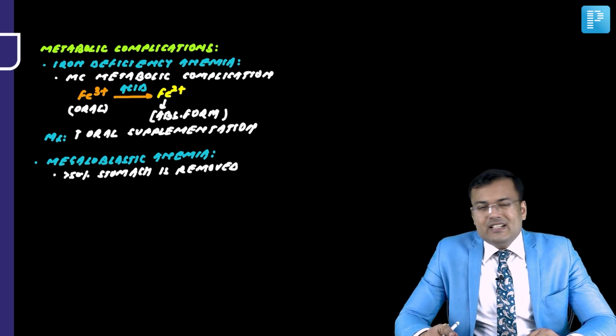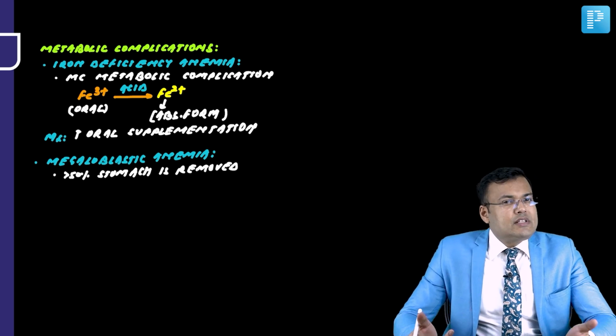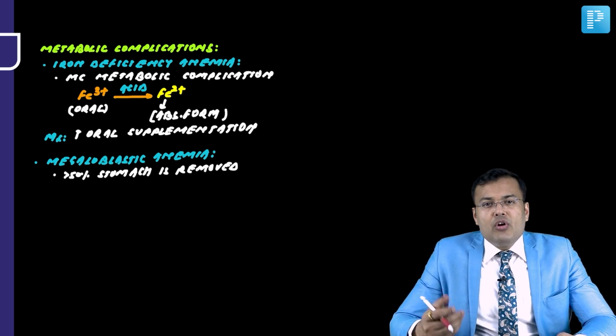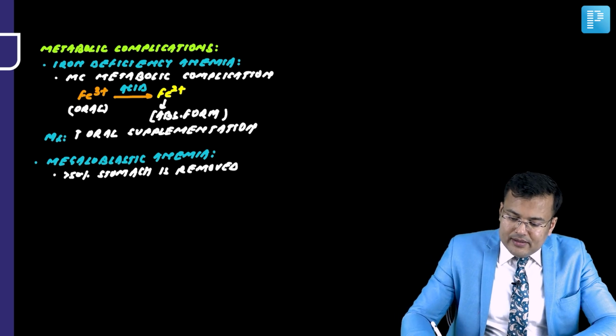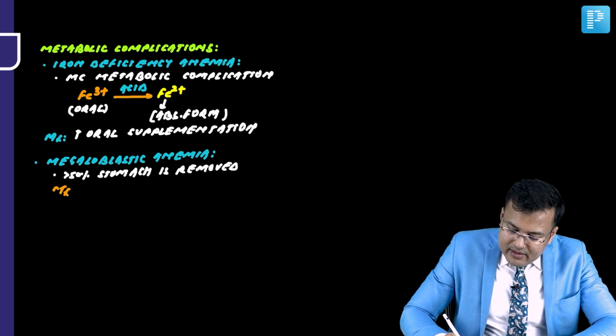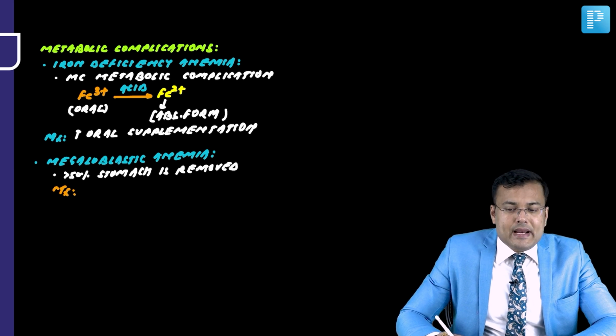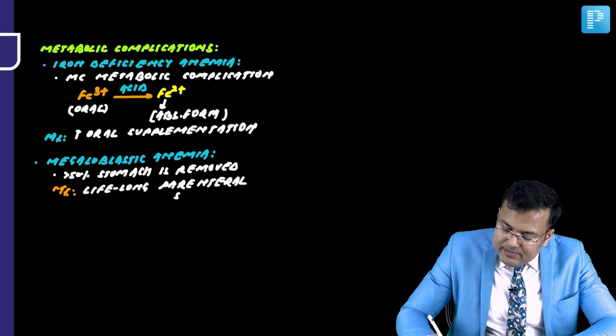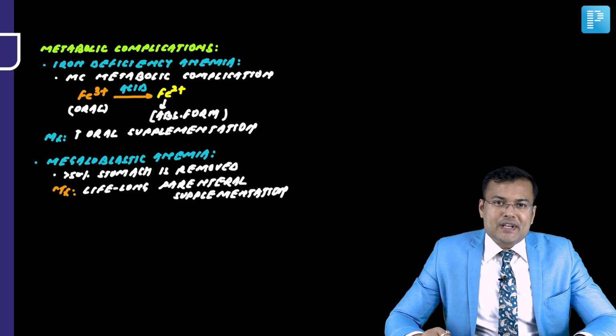Obviously, how are we going to treat this patient? If you give oral supplementation, it will not be absorbed because of the deficiency of intrinsic factor. So we have to give parenteral supplementation, and for how long? Lifelong. So the management of megaloblastic anemia is lifelong parenteral supplementation. Clear? So these are the metabolic complications of gastrectomy.